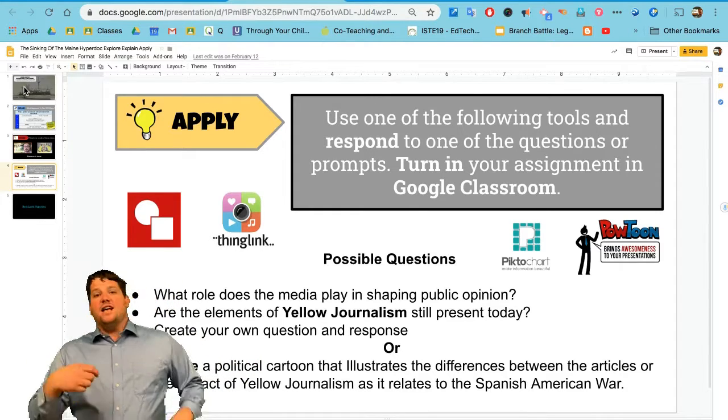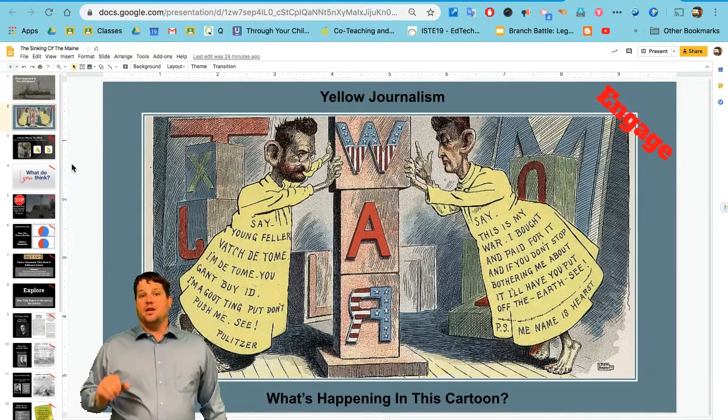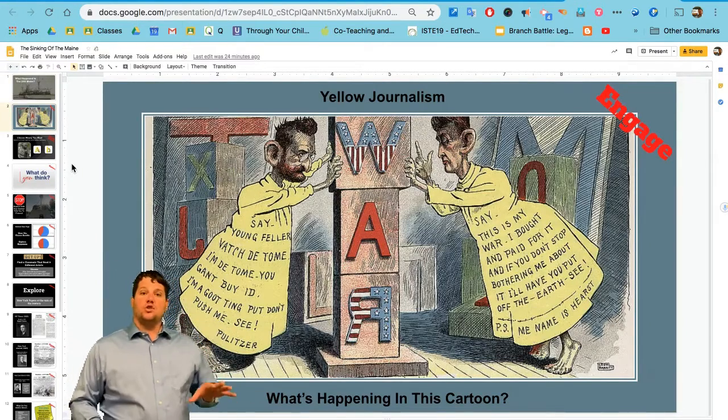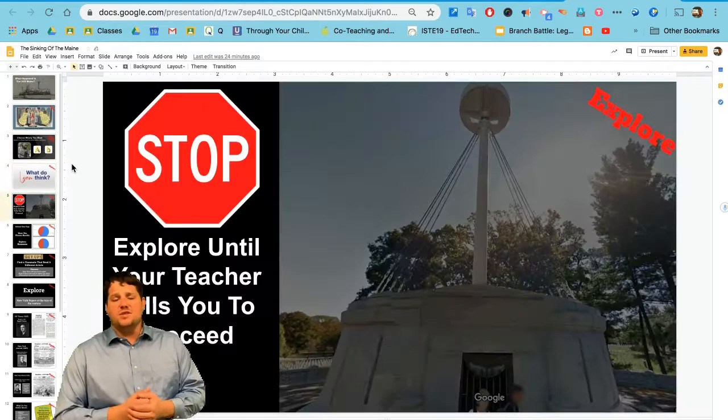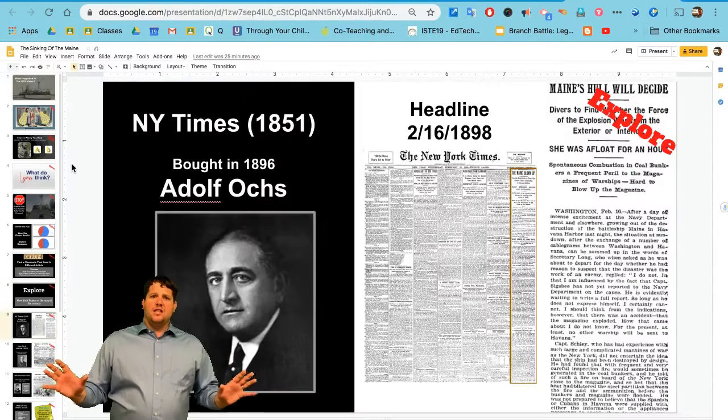So, as this lesson evolves, I started building in some other pieces to it beyond just the explore, the explain, apply. We started with an engage and a political cartoon that we just kind of started having some discussions about yellow journalism, a little bit more history about the papers themselves that we were looking at.